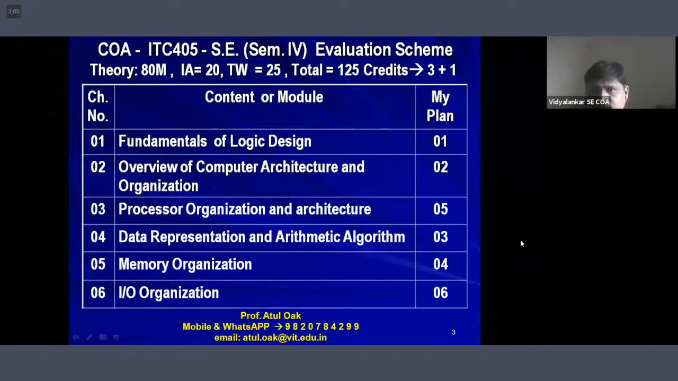But if you see my plan on the right hand side, you will find that there is a slight change I have done, and that is the plan I will be following. Like chapter 1 we will be starting today, chapter 2 we will be doing, and then we will do chapter number 4, that is data representation and different algorithms. Then chapter 5. Then chapter 3 and chapter 6.